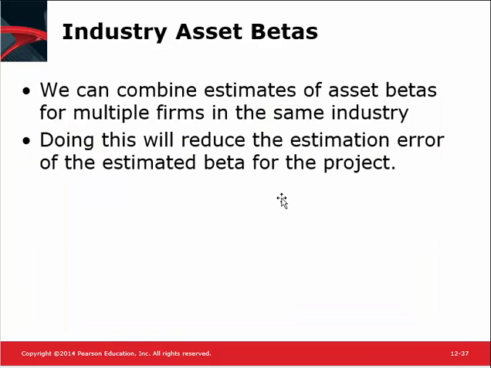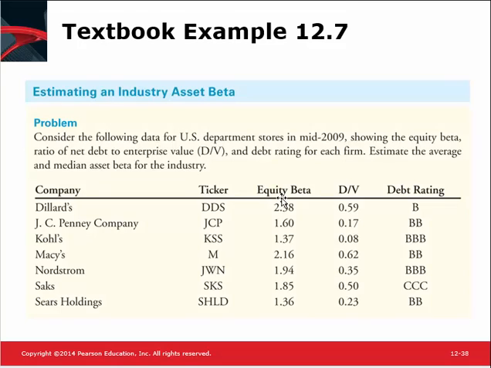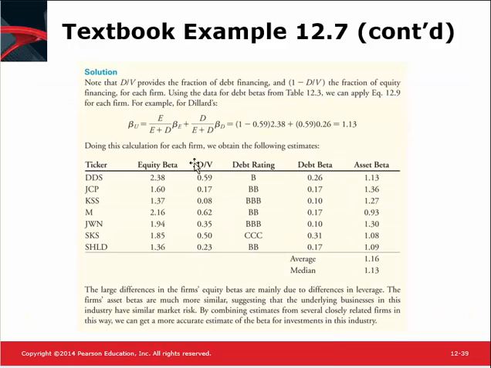So now we can combine these things. We could use some industry data possibly to help us calculate this cost. Here are some companies that are all in the same industry. Here are their equity betas, their debt value ratios, the debt equity ratios, and here are their debt ratings. So what we can do is average these. What is the average asset beta?